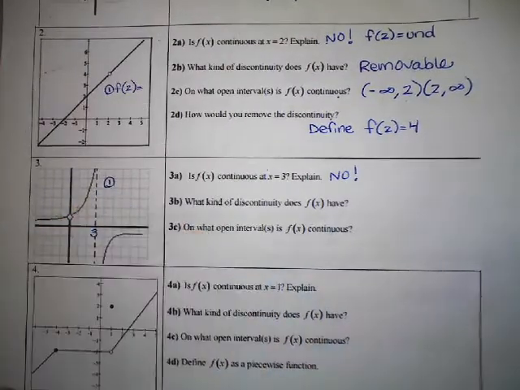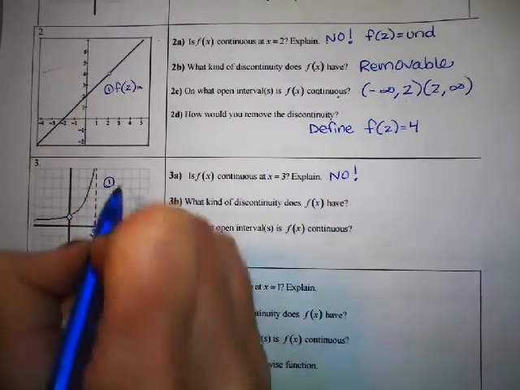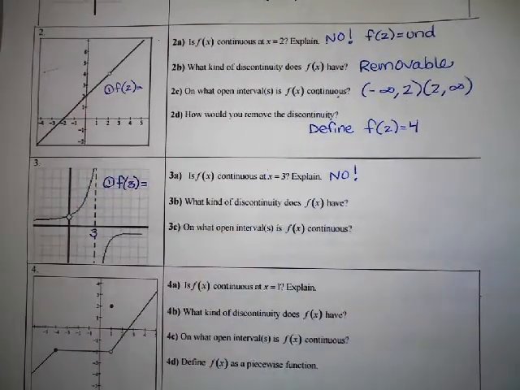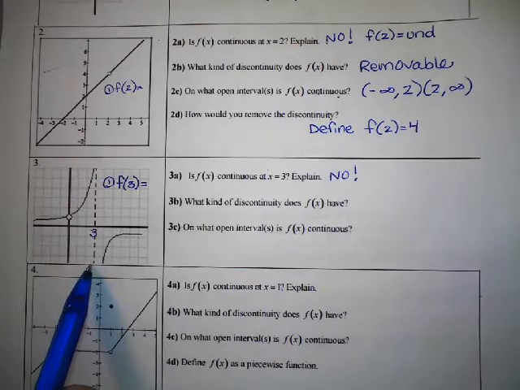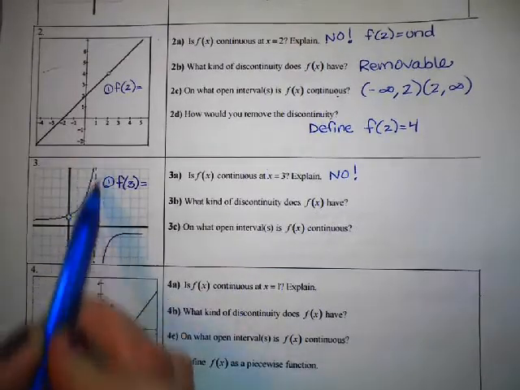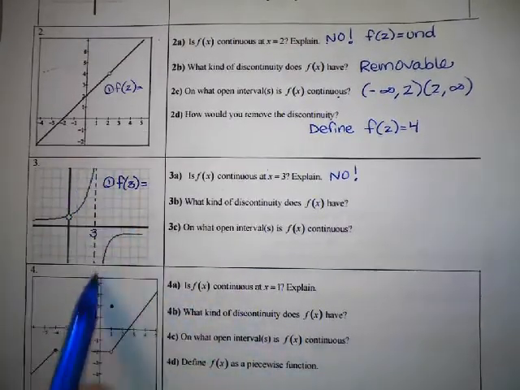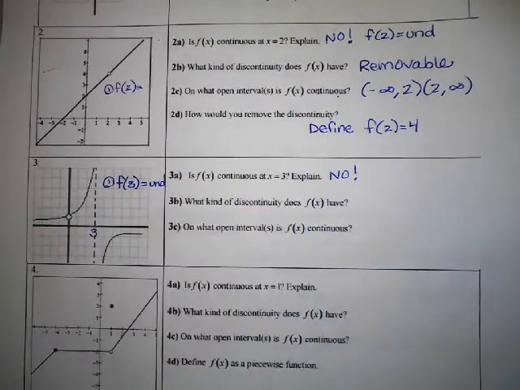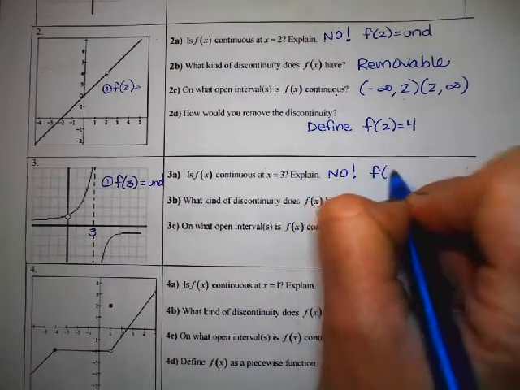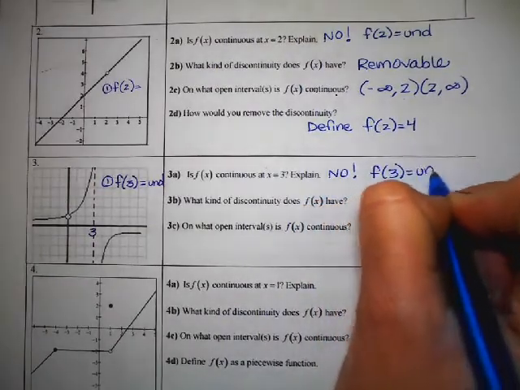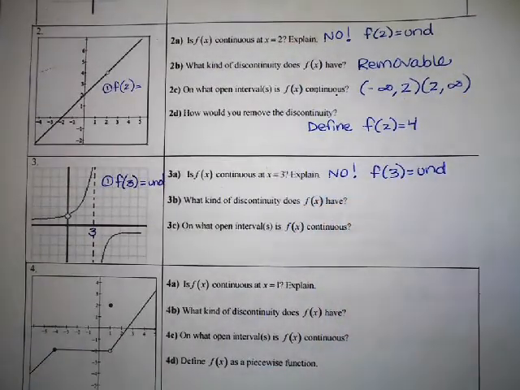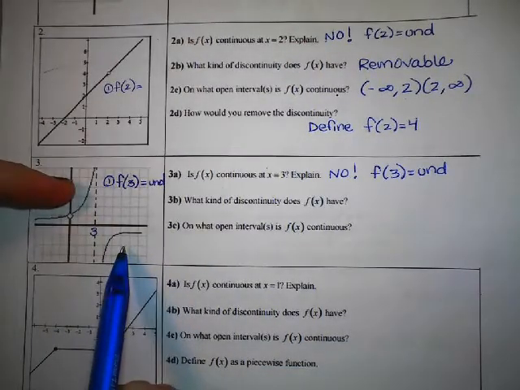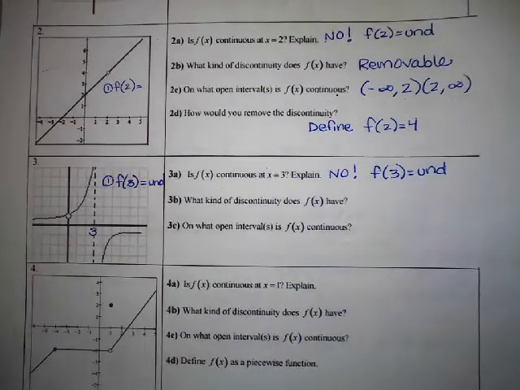I'm going to think about my steps from the front of the sheet. First step being f of 3. Well, if I asked you what was f of 3, we'd come to the graph, and hopefully you'd notice that there was no point here. Anywhere on 3, there's just an asymptote. f of 3 does not work. It's undefined. So that's my reason. f of 3 is undefined. That's why I'm discontinuous. Also, the limit does not exist, but I'm checking f of 3 first.